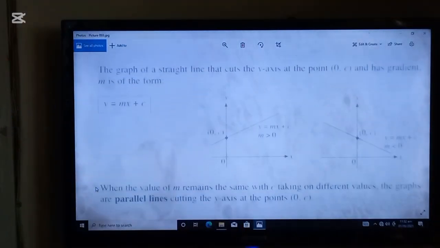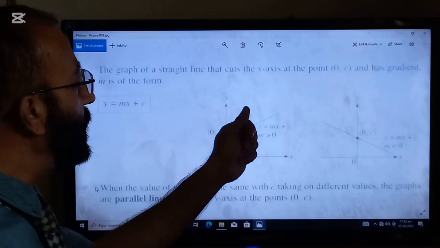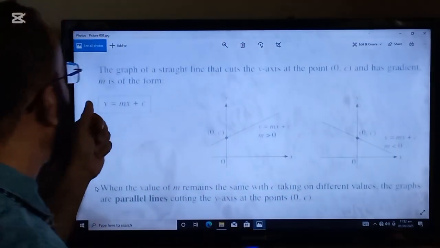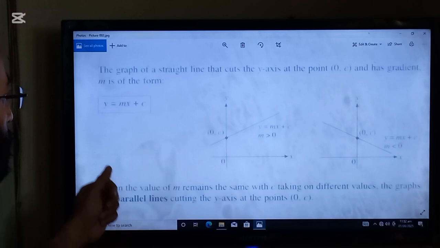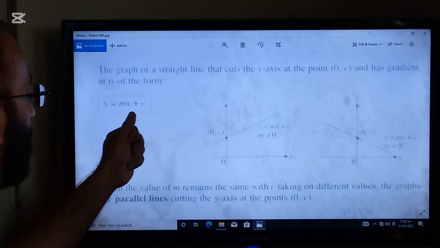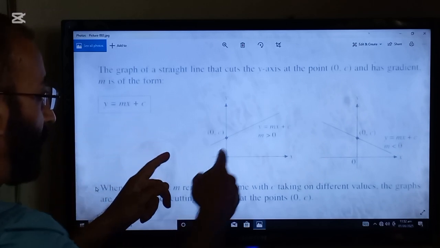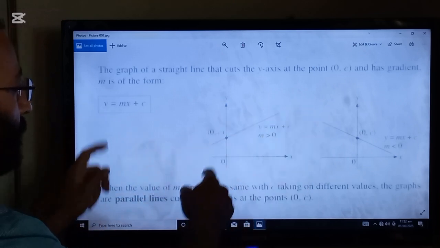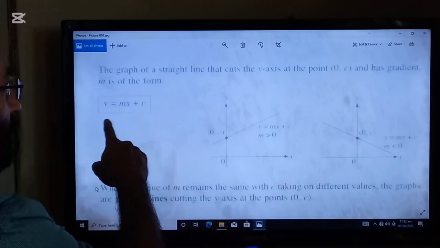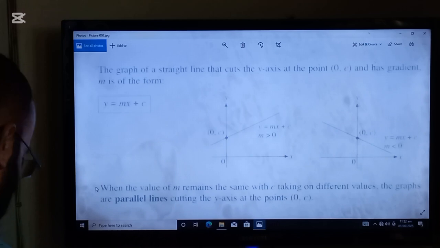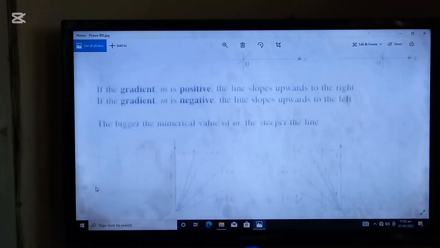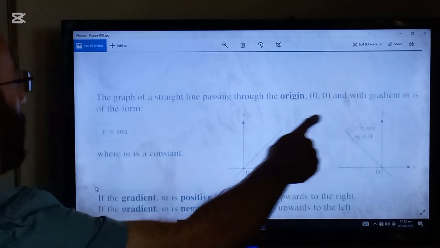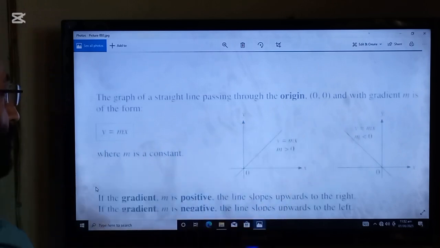The graph of the straight line that cuts the y-axis at the point (0, c) and has a gradient m is of the form y = mx + c. The graph cuts the y-axis and has the gradient m, so the graph will be of the form. And if the graph passes through the origin and has gradient m, the graph will be of this form.